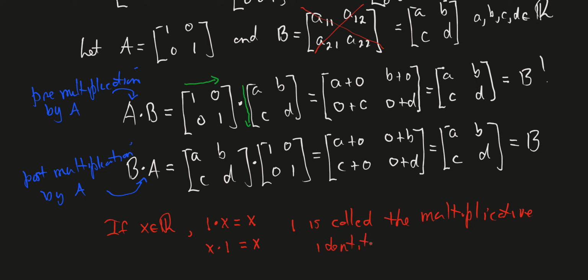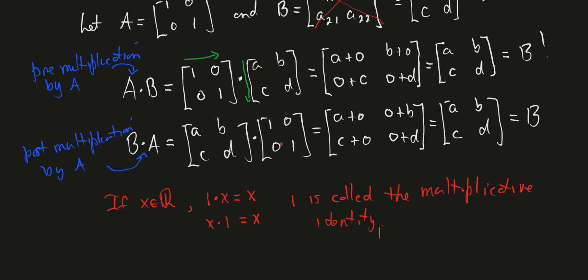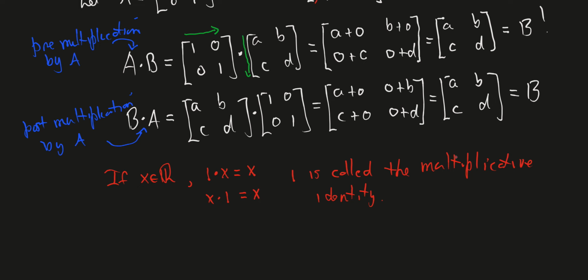In other words, it doesn't change the object that it's multiplying. Same thing with this special matrix, the 1, 0, 0, 1, with respect to 2 by 2 matrices. I could take any 2 by 2 matrix, do either my pre or post multiplication, and it will not affect the other matrix. In this case, I'm calling it B. So we're essentially going to steal this concept from the algebra of numbers and apply it to the algebra of matrices.